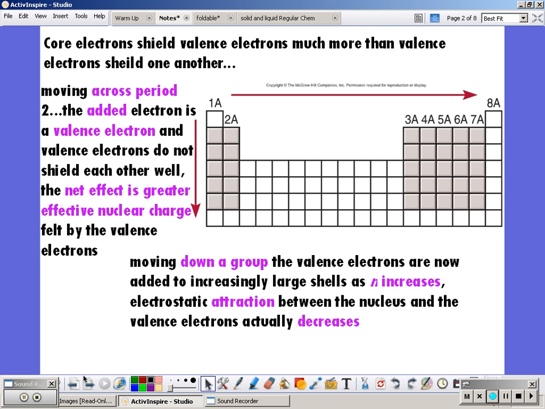So core electrons shield valence electrons much more than valence electrons shield one another. So as you're moving across period 2, the added electron is a valence electron, and the valence electrons do not shield each other as well, so the net effect is greater effective nuclear charge felt by the valence electron. But when you move down a group, the valence electrons are now added to an increasingly larger shell, because n is increasing.